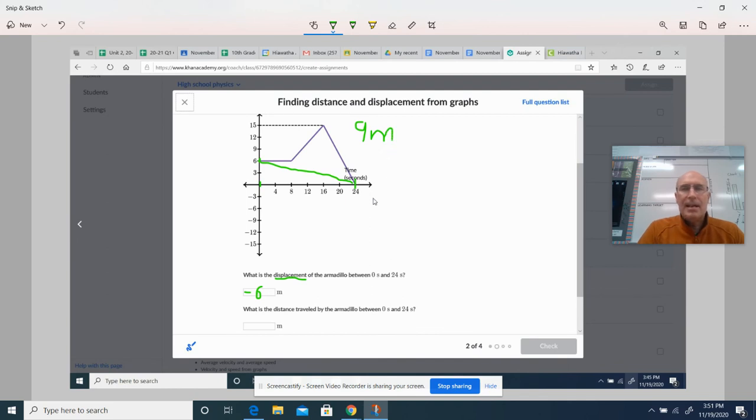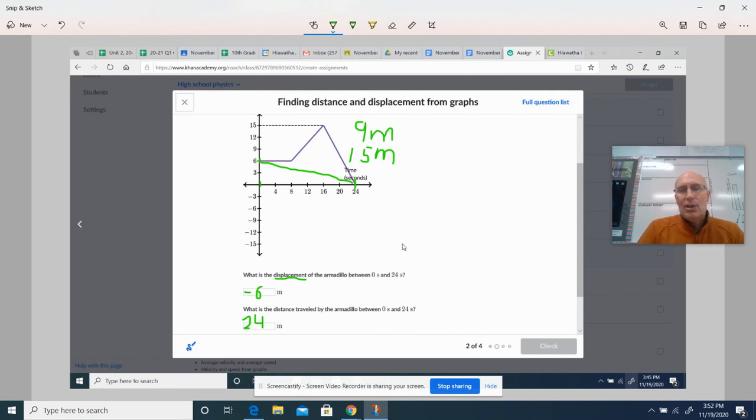Okay, and then it went all the way from 15 back to the 0. And so 15 back to 0 is another 15 meters total. And so this armadillo actually went a total of 15 plus 9, which is 24. And you would write 24 meters in the box, and then you'd be done. And you would hit check, and it would give you a little fireworks, and you'd go on to the next question.